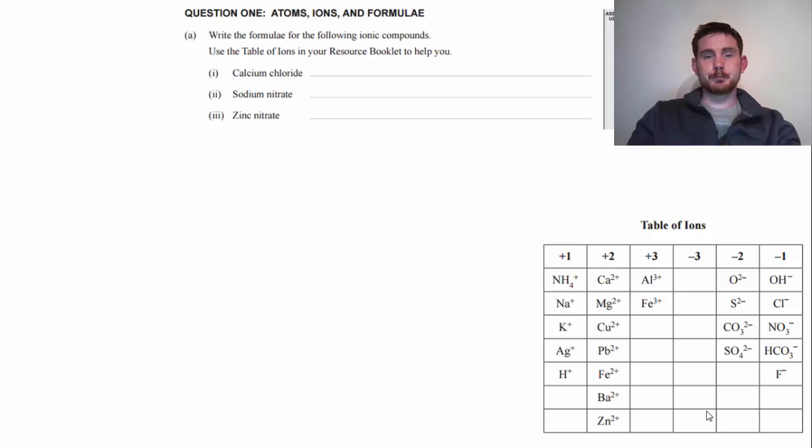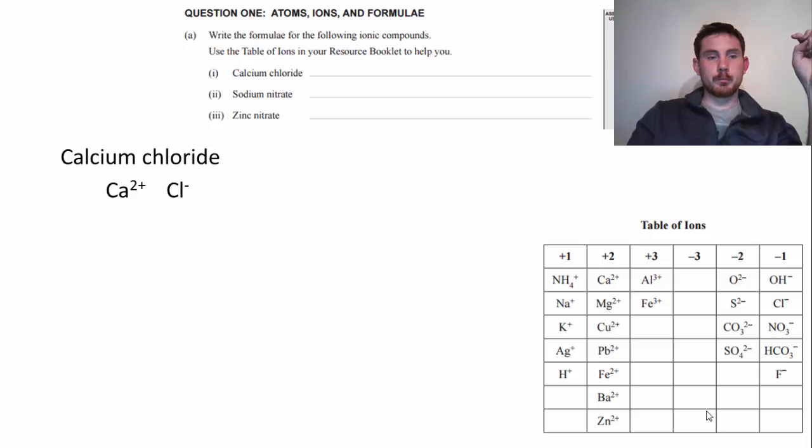So question 1. You're given the names of 3 compounds and you've got to use the table of ions to construct the correct symbol formula for these ionic compounds. So calcium chloride, you look at the table and you can see it's Ca2+, and chlorine is Cl-. So we'll write those ions down, and then we do the swap and drop.